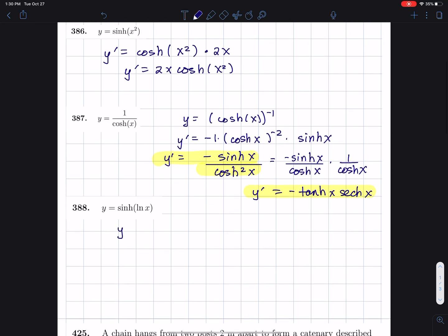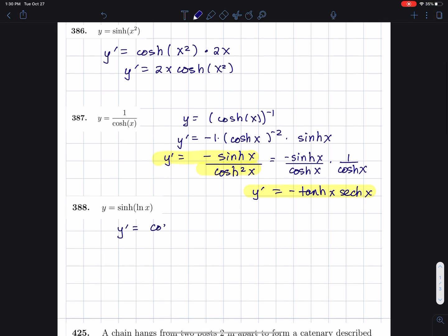This one's also chain rule. The derivative of sinh, hyperbolic sine, is hyperbolic cosine. Then I copy and paste the inside. Then I multiply by the derivative of what's inside, ln x, which is 1 over x.